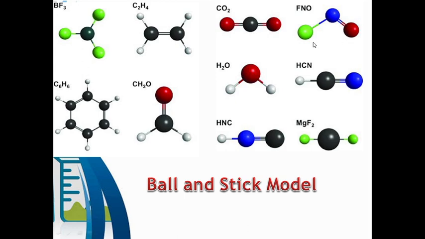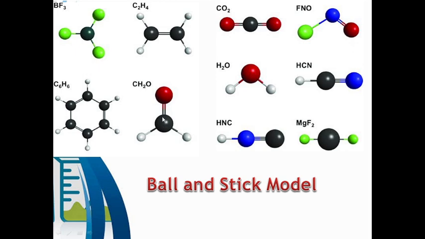They use colors to indicate the parts of each element. So we have BF3, the boron and fluorine. We have 1 boron and 3 fluorine. Then we have C2H4, 2 carbons and 4 hydrogen. Then we have C6H6, the benzene, so these are the carbons and these are the hydrogen. The next we have the CH2O. So CH2O, this is the carbon.